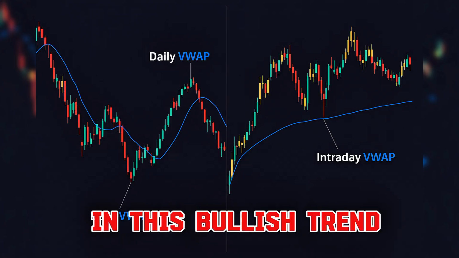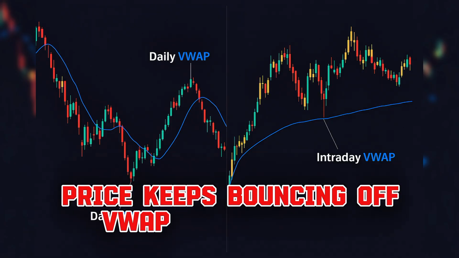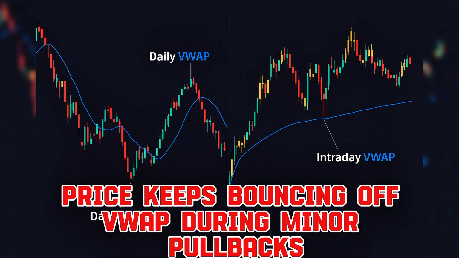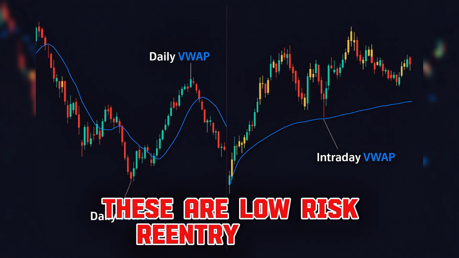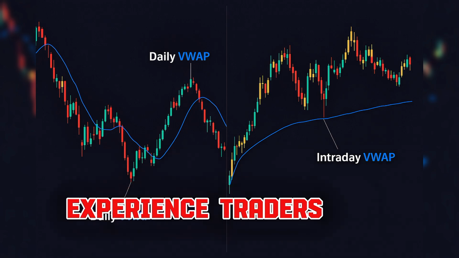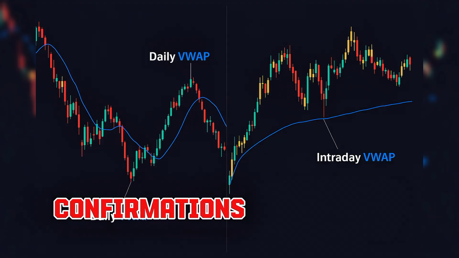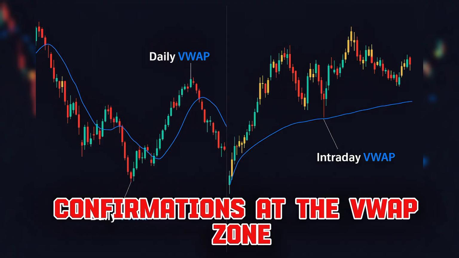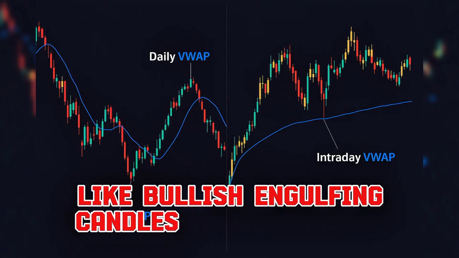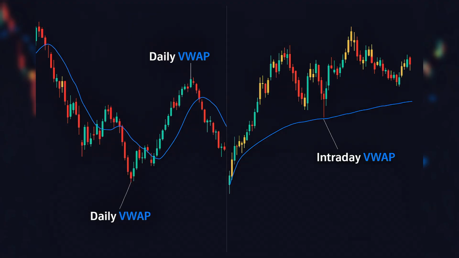In trending markets, VWAP often acts as a magnet or a dynamic mean line. In this bullish trend, price keeps bouncing off VWAP during minor pullbacks. These are low-risk re-entry points. Experienced traders look for price action confirmations at the VWAP zone, like bullish engulfing candles or long-tailed wicks.